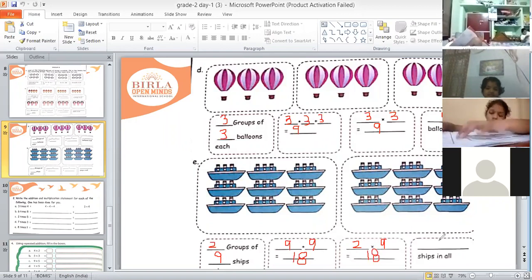So 2 nines are 18. And the last one, what will we write? 18 ships in all. Very good. That's the correct answer. Yes, children. So I'll clear all this now. I'm clearing all this, children.